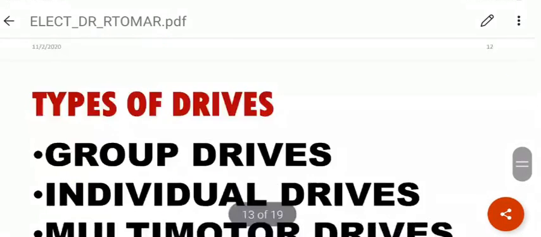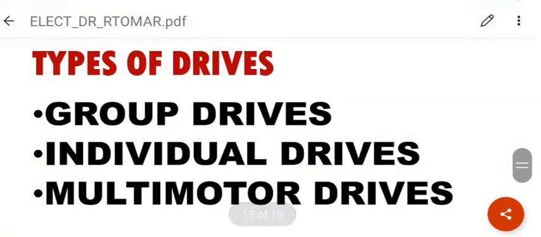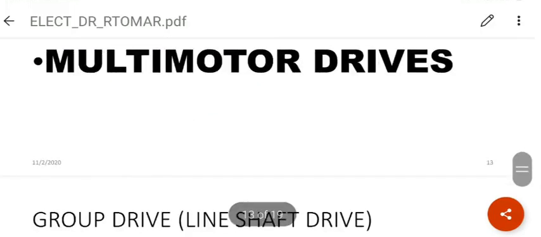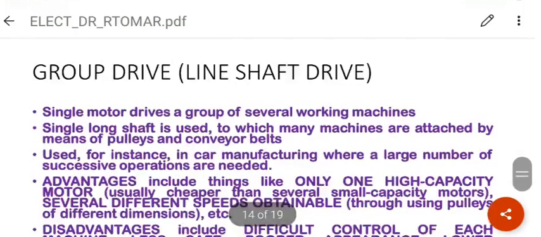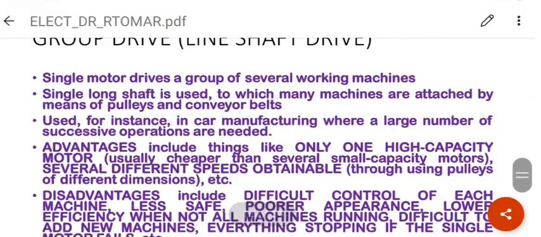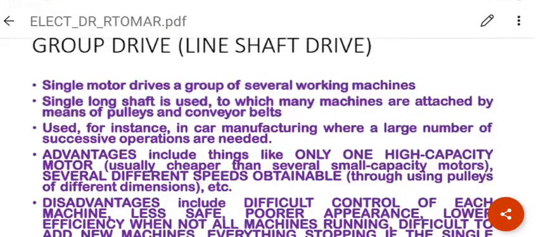Now, drives can be broadly divided into three categories: group drives, individual drives, and multi-motor drives. Sometimes combinations may also be there, depending on the application. Group drive, we are talking about industry here. At home, you don't see all this most of the time.